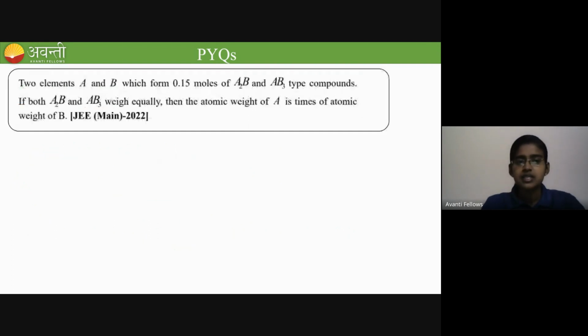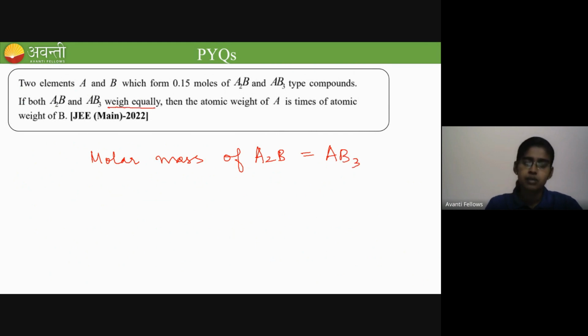The 2 elements A and B form 0.15 moles of A2B and AB3 type compounds. If both the compounds weigh equally, then the atomic weight of A is dash times the atomic weight of B. So we have 2 compounds, and the molar mass of A2B should be equal to AB3, right? Because they weigh equally. Molar mass should be equal.